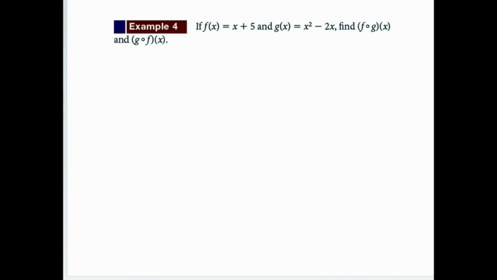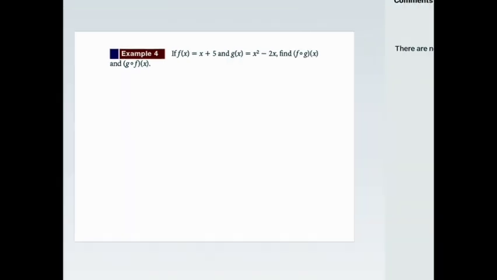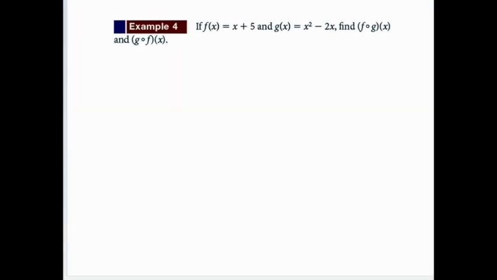Let's look at example 4 and apply this now. We're given that f of x is equal to x plus 5 and g of x is equal to x squared minus 2x. We're going to find f of g of x and g of f of x. One thing when I was learning this, I would always get confused on the direction. So one thing that helped me remember what got plugged in first is when I wrote it out, let's write out this one first.